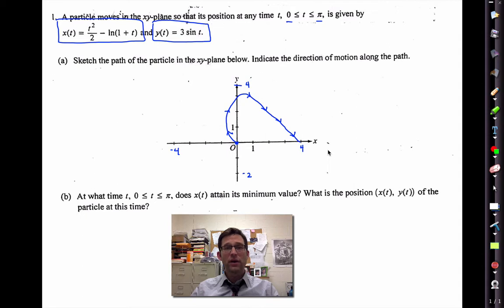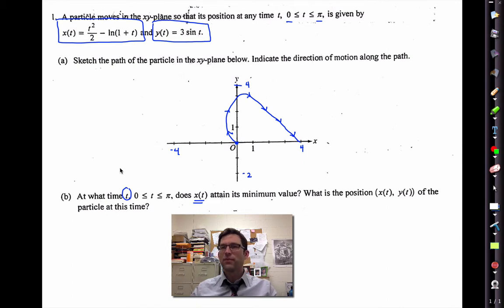At what time in our interval does x of t attain its minimum value? So I'm looking for the time t when x of t is the smallest it's going to be. Now what I'd like you to do is pause the video for a second and try to mark the spot on the graph where x of t hits its minimum. Why don't you do that? Pause the video now.